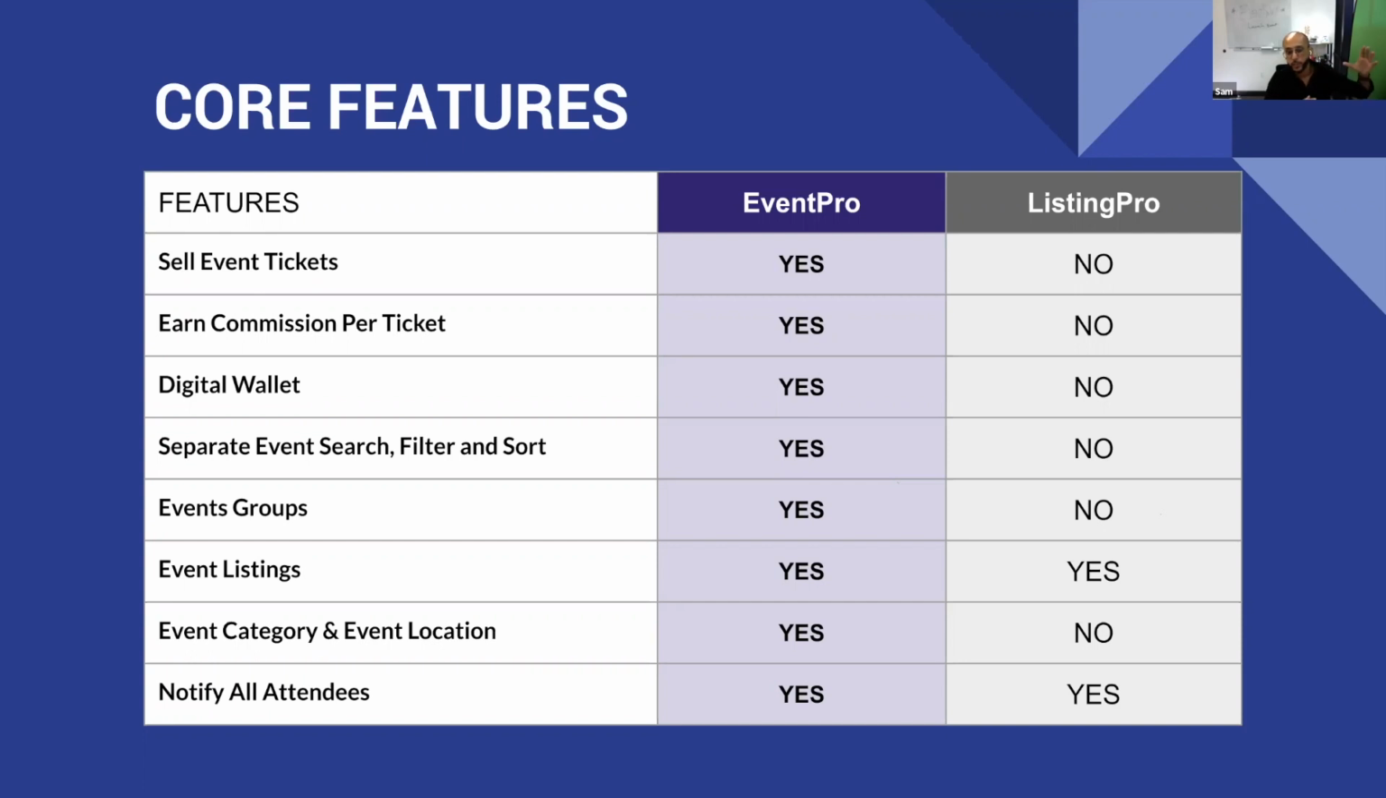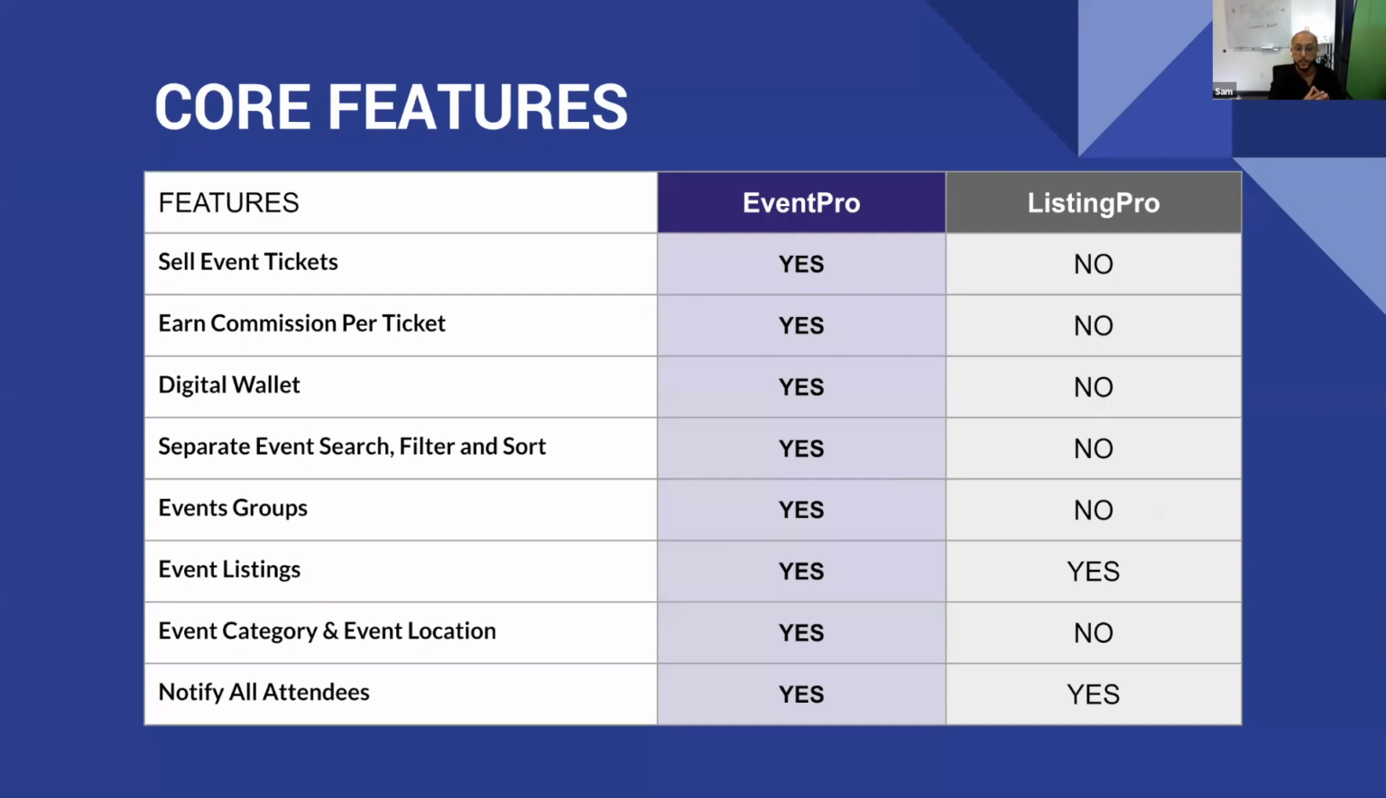You can continue using your existing ListingPro directory, and EventPro can become an extension to your existing directory. You don't have to replace it or create a separate directory if you already have a website that you have created. So it's just an extension with its own search, its own filter and sort option, and its own categories and locations. So there's no overlap in that case.